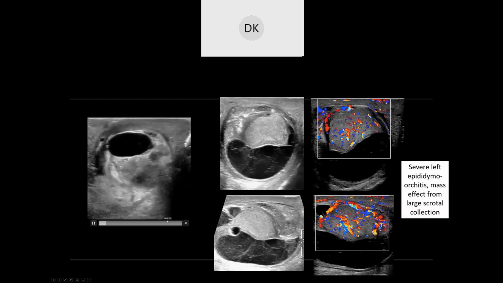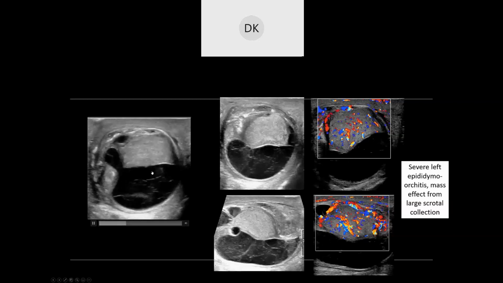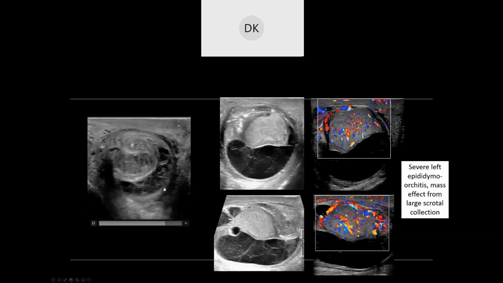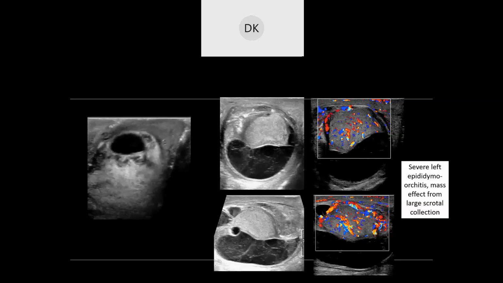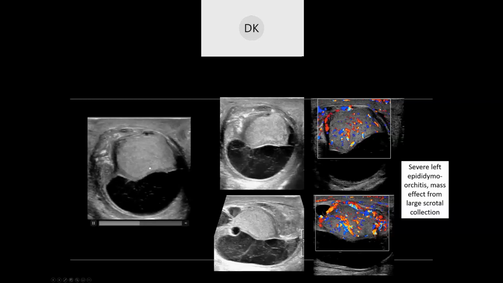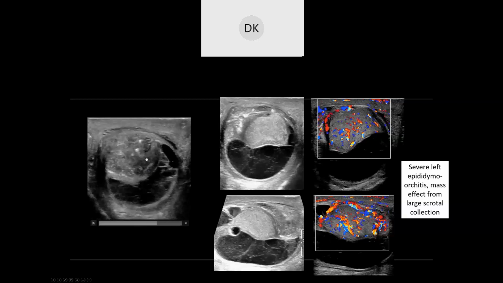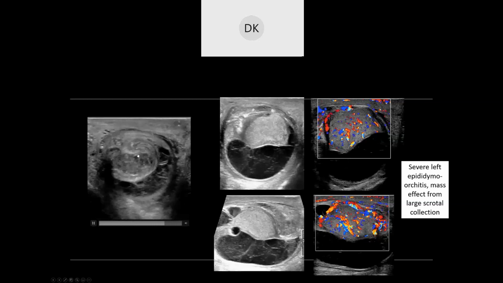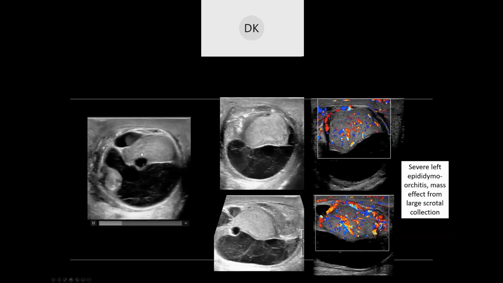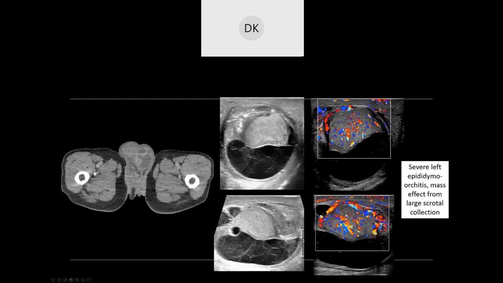Now, if you look at the cine clip here, it shows it nicely, how heterogeneous this collection is. It almost looks like it has what sometimes is called a falling snow sign from all the debris layering within it. And notice that mass effect against the testis. And then you can see the epididymis here is markedly heterogeneous. These little echogenic areas, we were wondering, could this be gas? Is there a gas-forming infection here? So for that reason, the patient went on to CT.